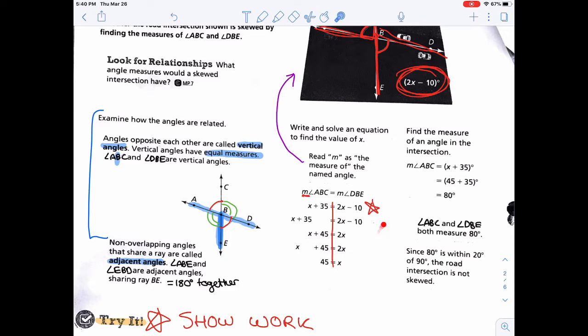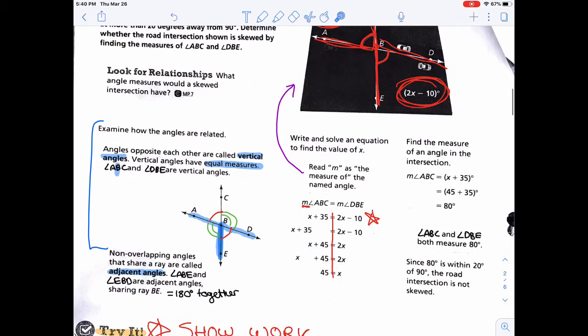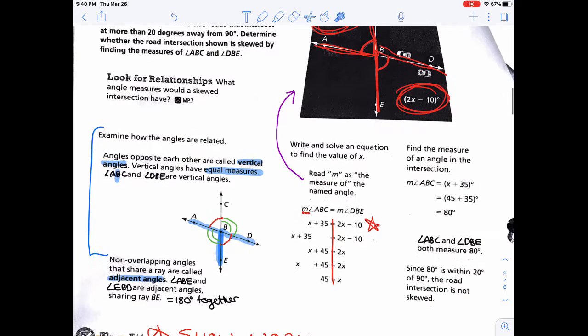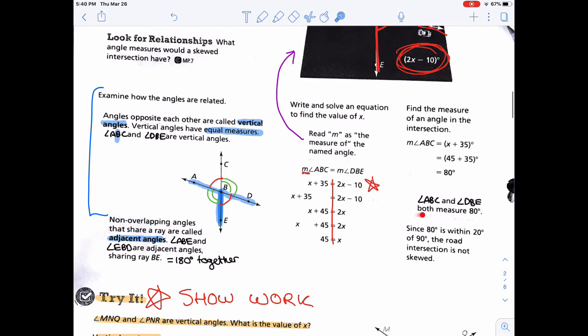And then if you look up here, we also have find the measure of an angle in the intersection. So all they did was take that x equals 45 and plug it in. They substituted it in for the x for one of those angles, and we did get that they were 80. It doesn't matter which one we plug this into since they are both equal. Regardless, we should get that they are equal to 80 degrees, okay? Which is what that's saying right there.